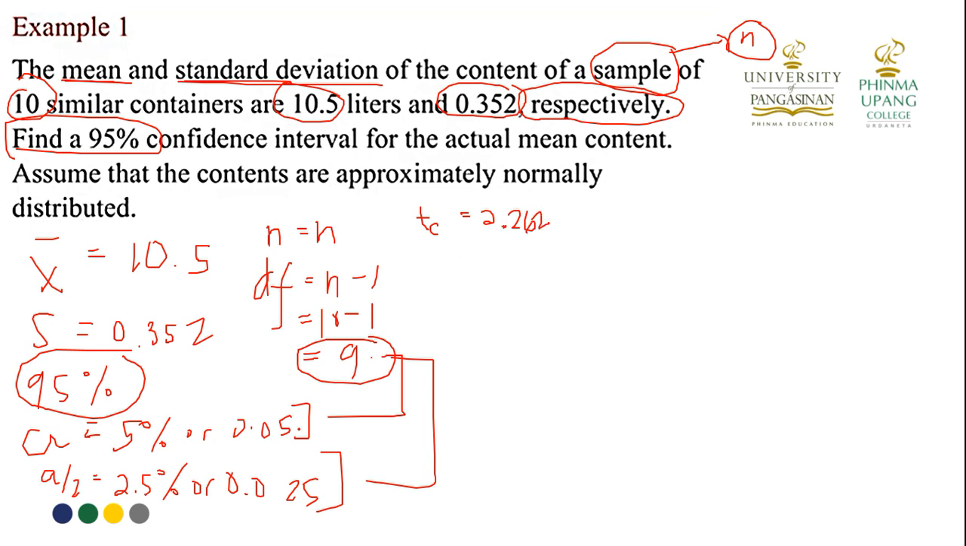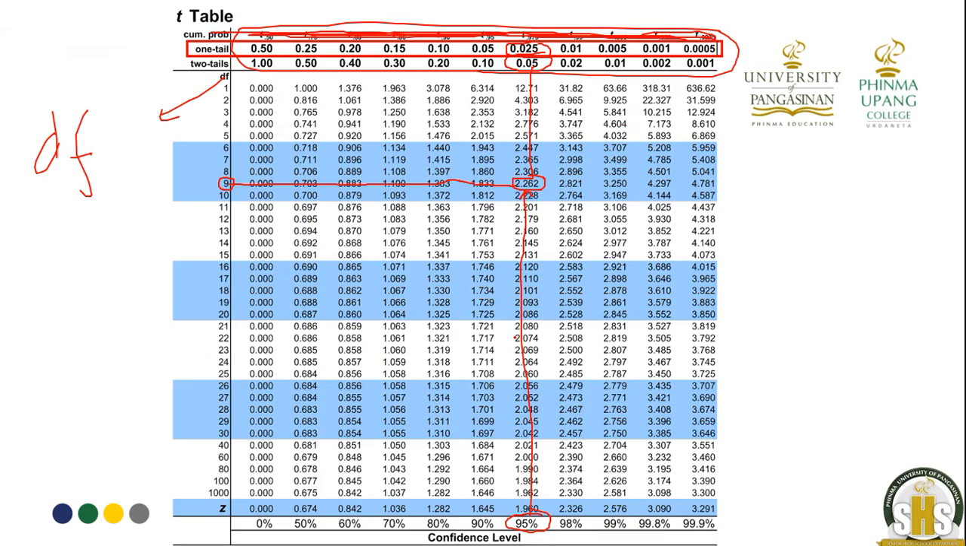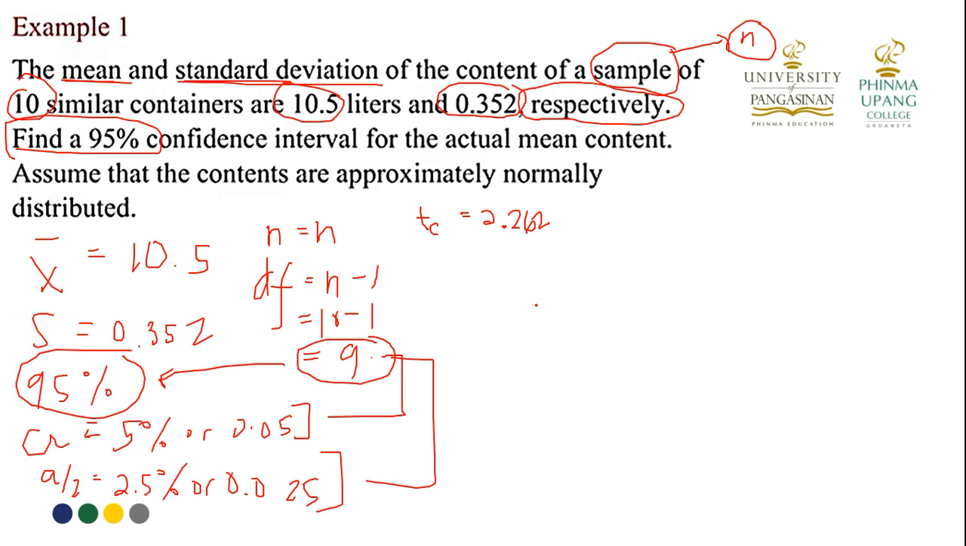So we can base it on alpha, or one tail, or two tail, or 95%. Those are three, and I connected the three: 0.05 for two tail, 0.025 for one tail. We connect here because our DF is 9 and the confidence level is 95%. So 2.262 is our critical value.